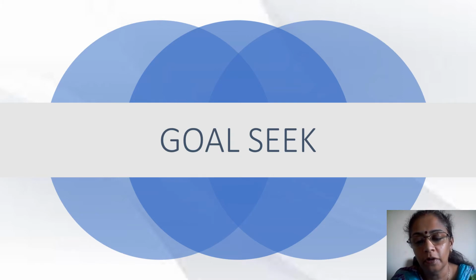Next we are going to learn about something called goal seek. Now what is the meaning of a goal? A goal means a target and seek means to get. So this particular goal seek means to achieve a particular target. In simple English it is called achieving a particular target.